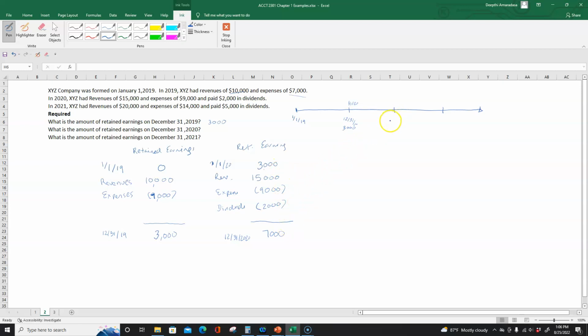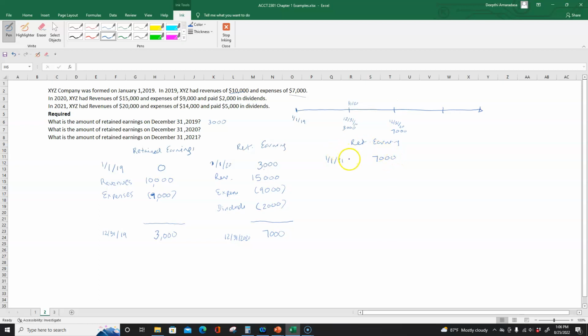Let's look at the timeline. Now we're here on December 31st, 2020, and we find that retained earnings is $7,000. The very next day, which is January 1st, 2021, if I had $7,000 at the end of the previous day, the beginning of January 1st, 2021 will be $7,000. So that would be our third question. So let's take a look at retained earnings for 2021. We start on January 1st, 2021 with a beginning retained earnings balance of $7,000.